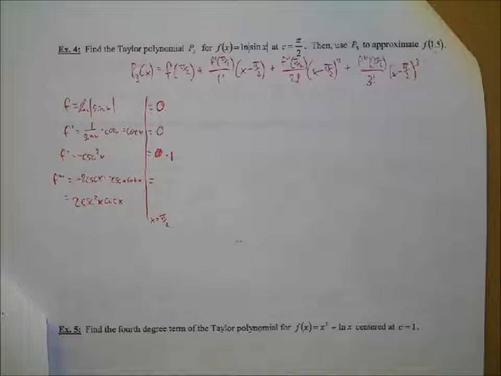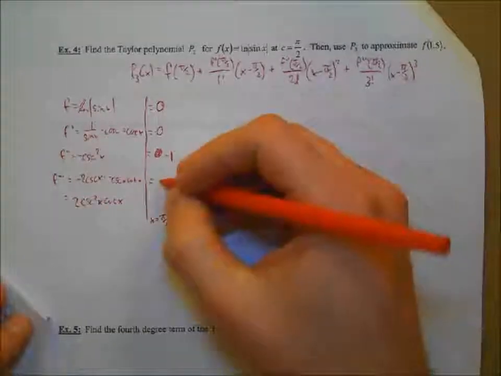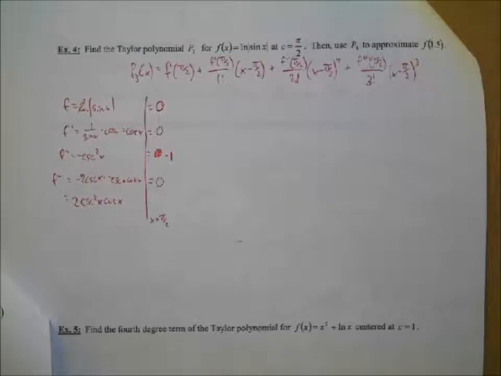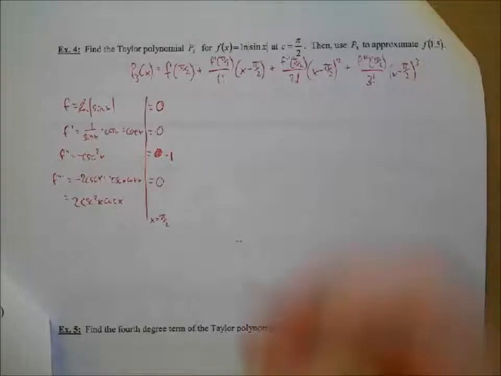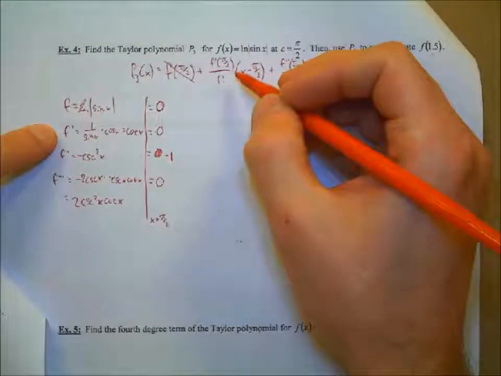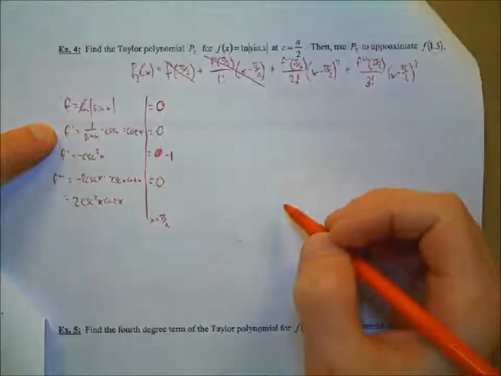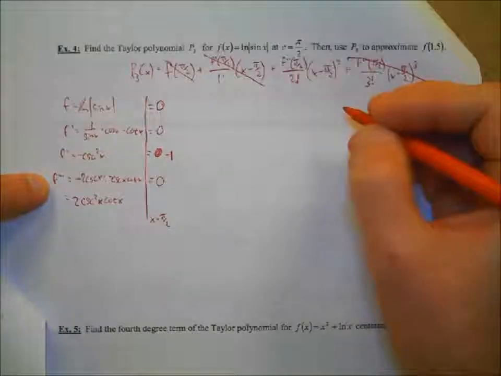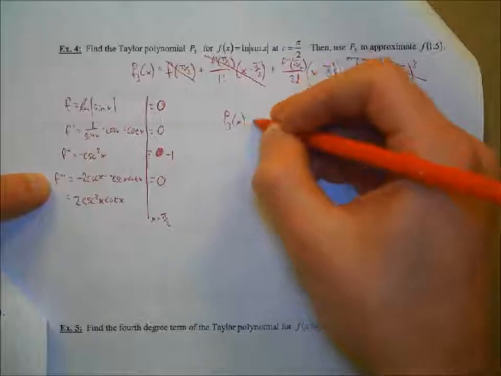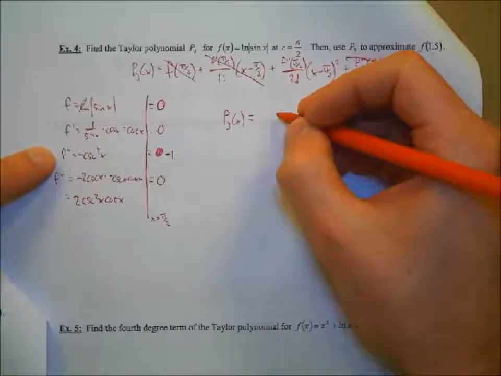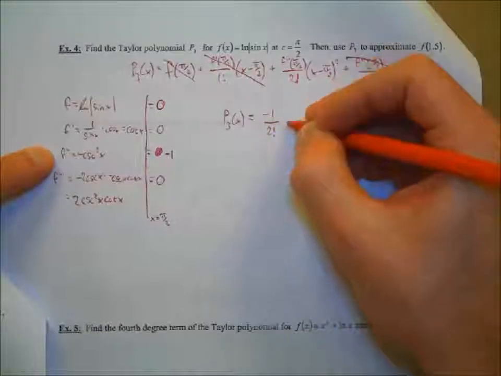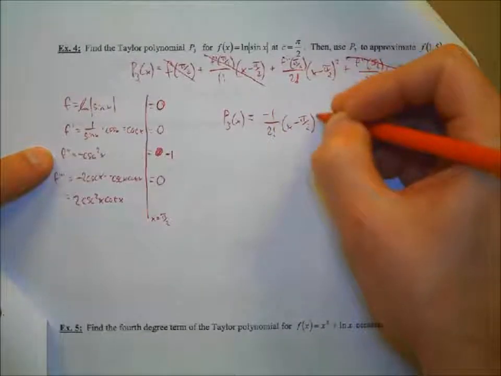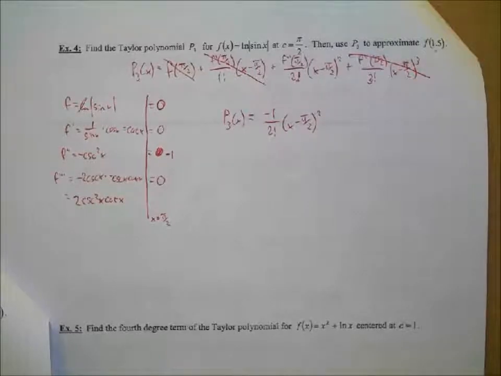But f triple prime at pi over 2 will be what? 0. So even though we're doing a third degree approximation, only one of our terms shows up. f at pi over 2 is 0, so that goes away. f prime at pi over 2 is also 0, that term goes away. And f triple prime at pi over 2 is 0, that goes away. So we're left with just one term, which is negative 1 over 2 factorial times x minus pi over 2 quantity squared.